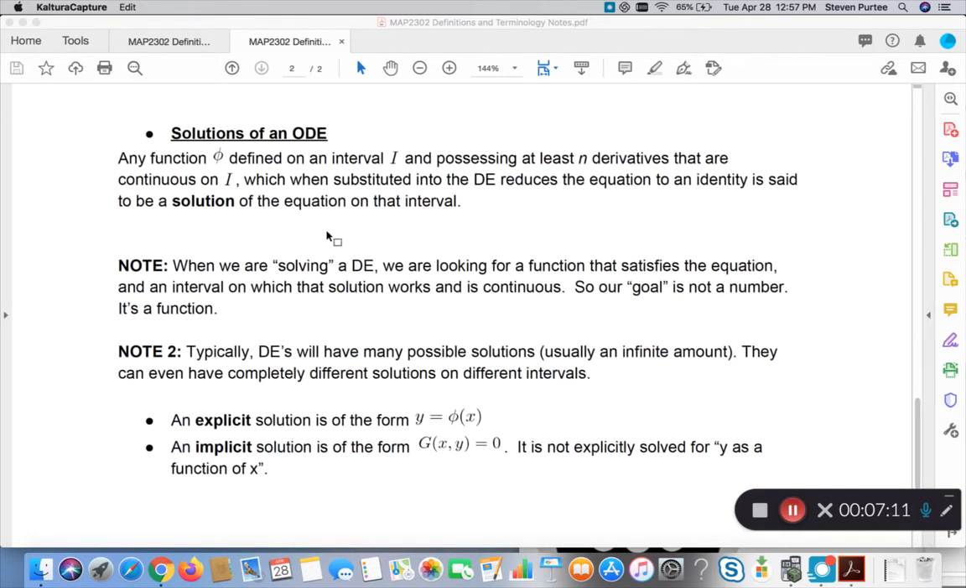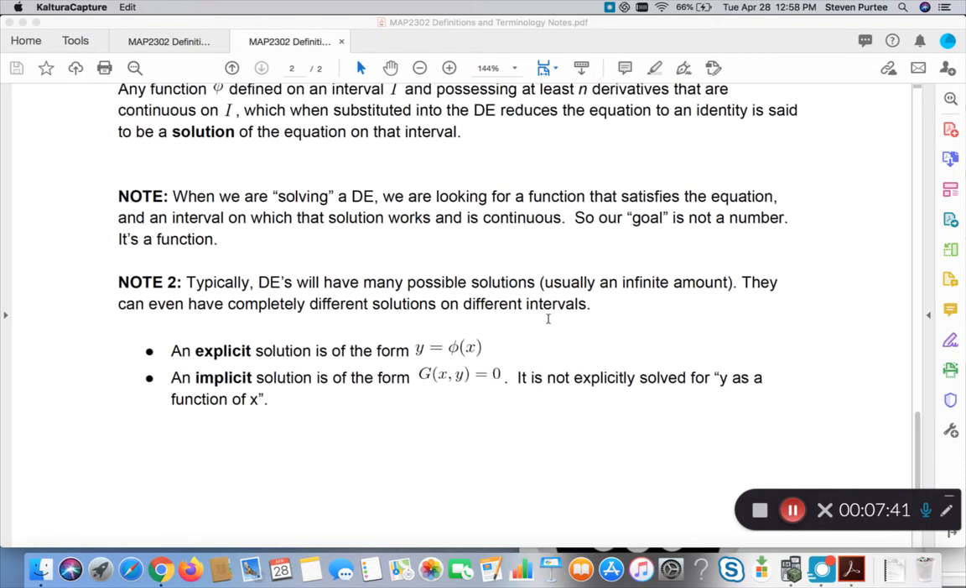Okay, so this is important. Back in algebra, when you're solving for x, you're getting a number. You get x equals 3 and you're done. Here, solving a differential equation, you're not trying to get a number. Your goal is to find a function that satisfies the differential equation. So our answer will be an entire function, y equals some function of x, or whatever our variables are.